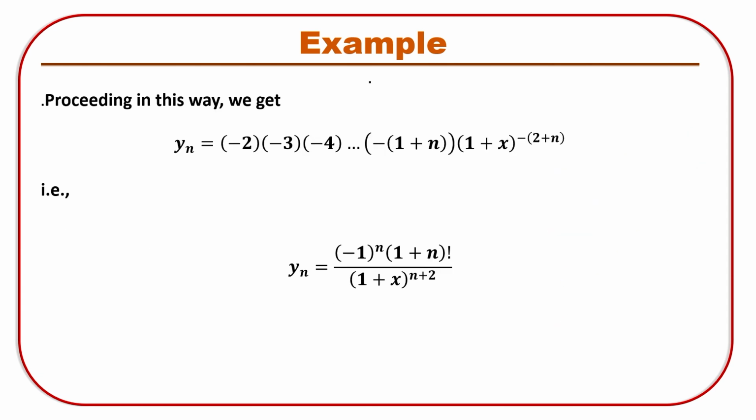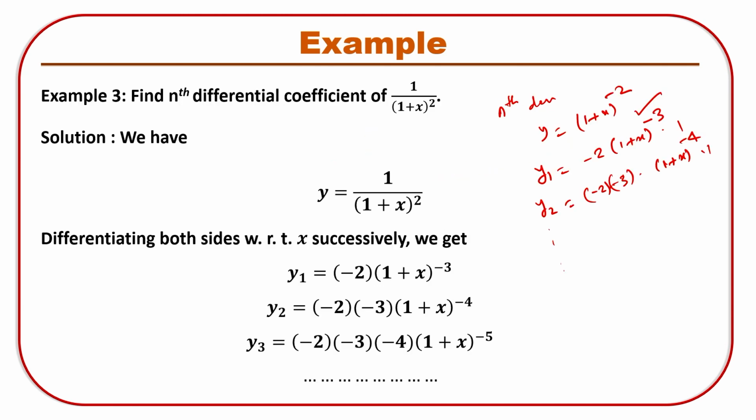So, that will give you y_n equal to how much? (−2)(−3)(−4) and so on till −(1 + n), times (1 + x)^(-2-n). And how will you be sure that this will be the term? Look here. The second term contains two terms, and the last term is −3. So, that means −2, −1, right. So, that means −1 plus 2. I can write this one.